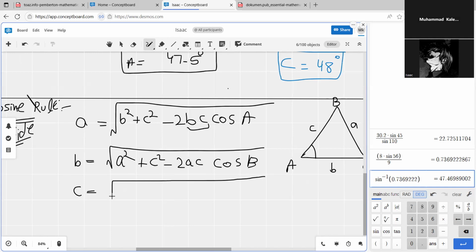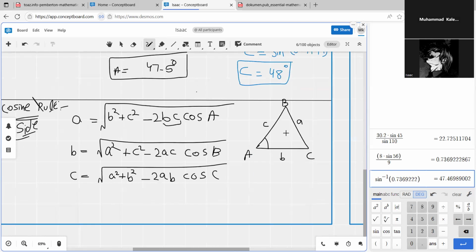And for C, guess what the formula will be? Can you please tell me? Will it be a squared plus b squared minus 2ab cos C? Good, excellent. You can memorize. These are the formulas for sides. If side A is required, use this formula. If side B is required, use this formula. If side C is required, use this formula. Firstly, you have to name the triangle.